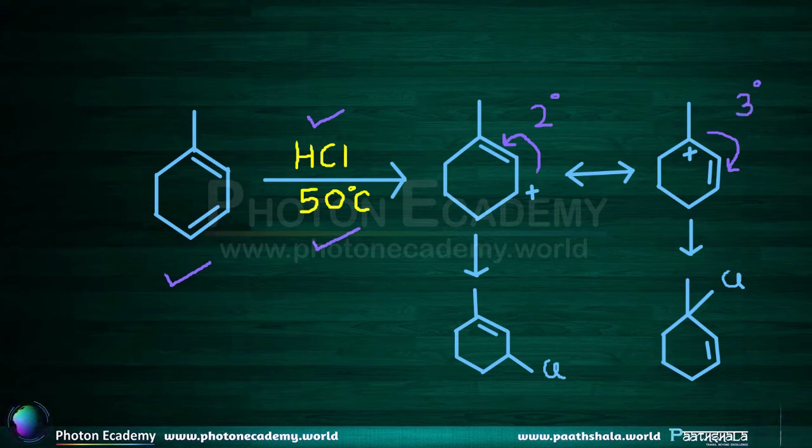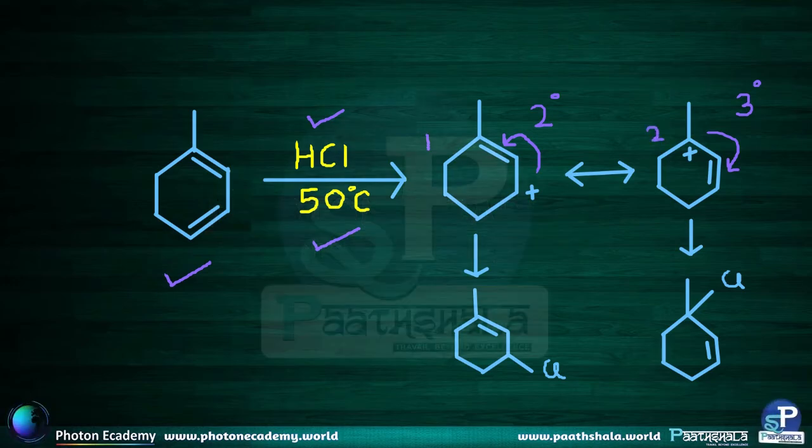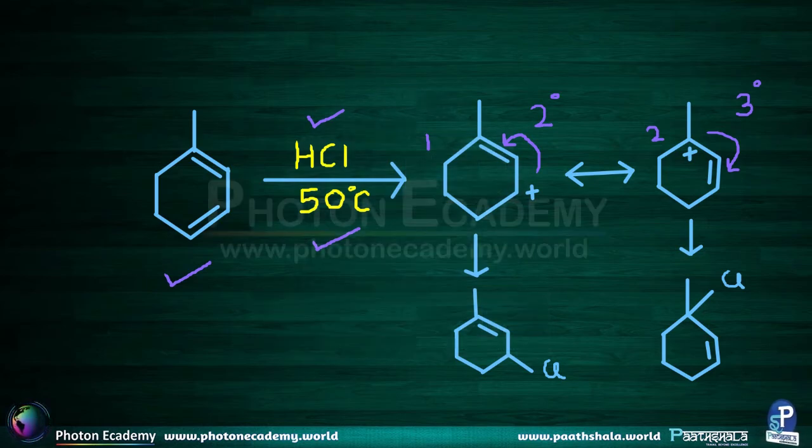What you also have to understand is that carbocation 1 and carbocation 2 are resonance hybrids of the same carbocation. Now since the carbocation has been formed, the Cl minus, which is a nucleophile, has to attack the positive charge, leading to formation of the organic compound.